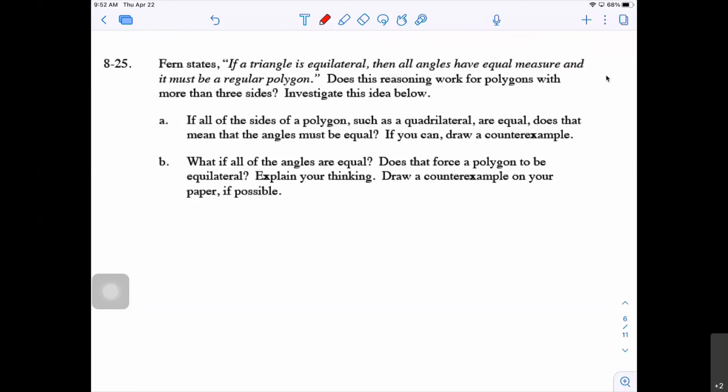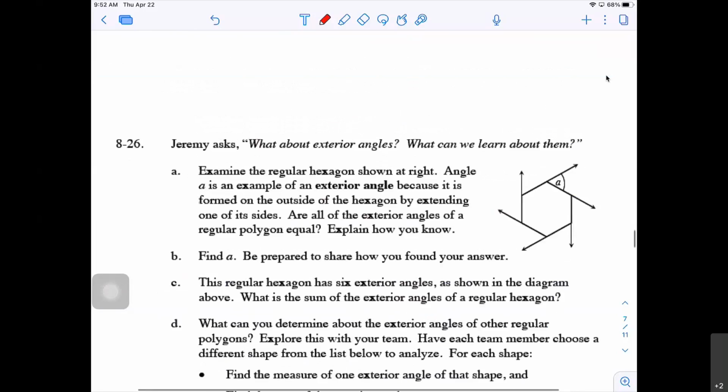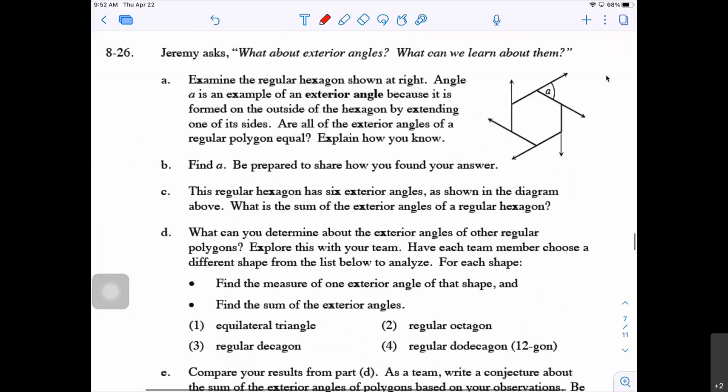Okay. All right. Here's the next thing we're going to get into. Now we're going to transition. We focused on the interior angles, and now we're going to exterior angles instead. We're going to take a look on the outside here. If you notice in part A, it says examine the regular hexagon. So in this one, they're telling you it's a regular hexagon.